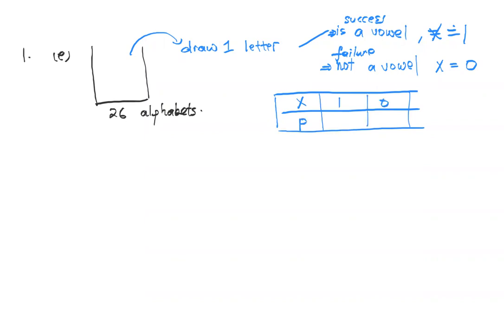Okay, can you tell me what is the probability of getting 1? Yeah, 5 out of 26. And this one will be 21 out of 26. So it's a Bernoulli distribution. Okay? So do you get me? Okay, so let's go to number 2.